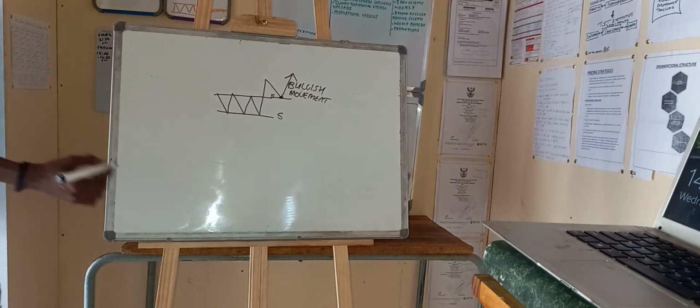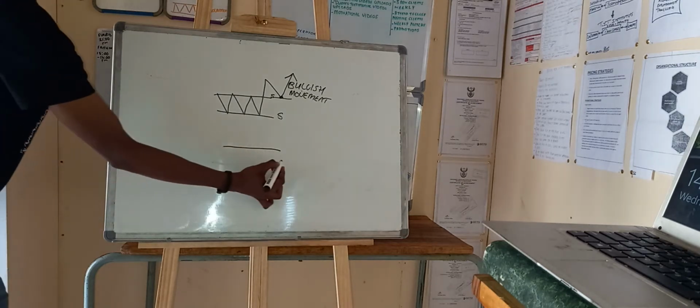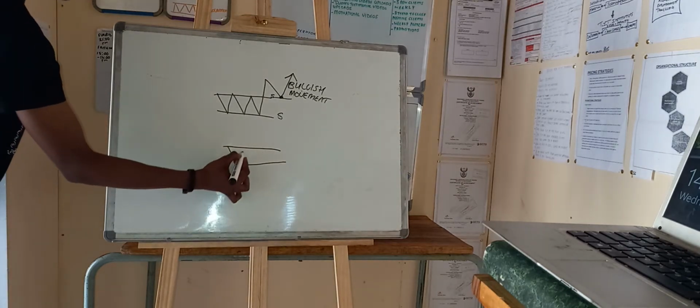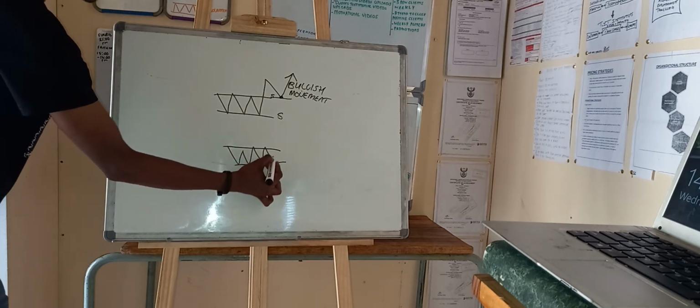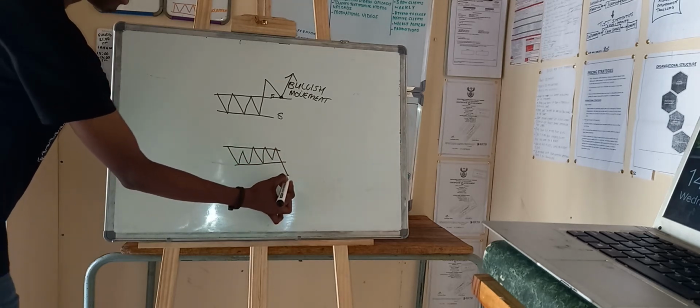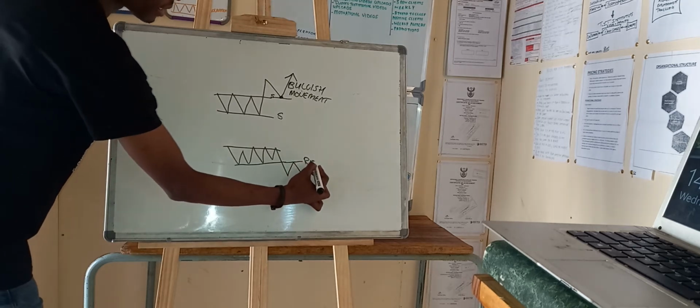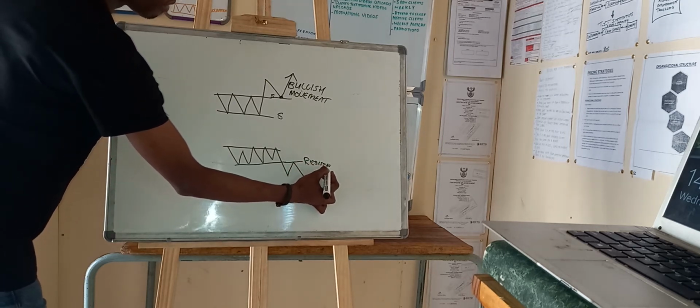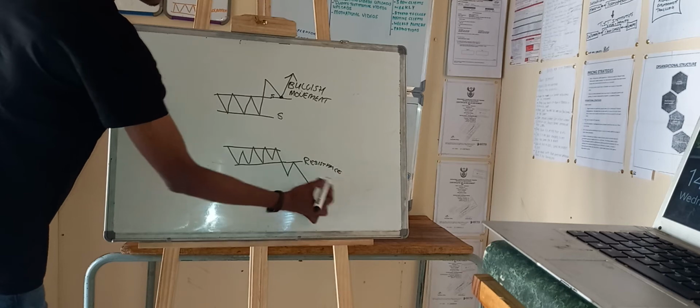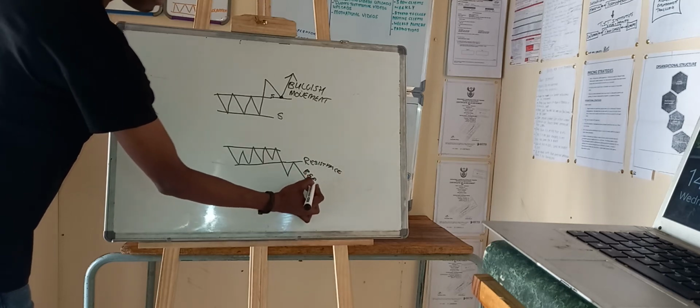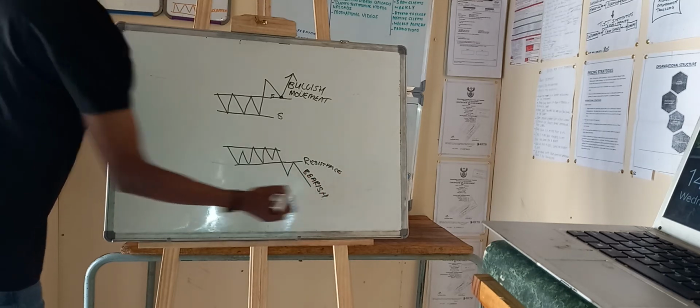Secondly, if you have this scenario, we call it a consolidation or a channel. The market breaks below, tests that level of resistance again. This is our new resistance level. Once we see this, we're going to have what we call a bearish movement, right?